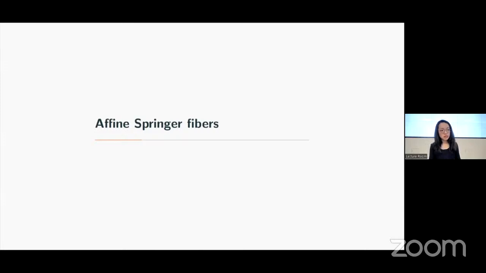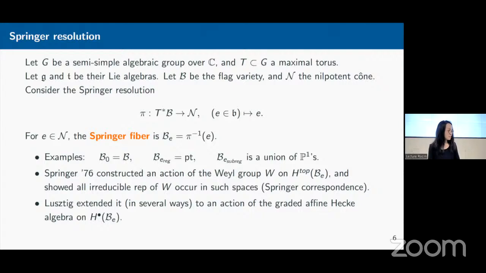So let me start by introducing affine Springer fibers. So I will start with the finite case. So let G be a semi-simple algebraic group over complex numbers, and we fix T to be a maximal torus inside it. And then we have this Springer resolution, which goes from the cotangent of the flag variety to the nilpotent cone.